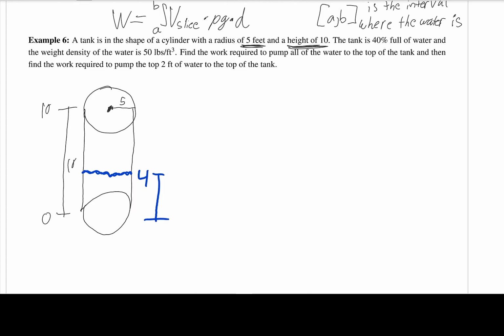Now, we're also given a weight density right here. I'll talk about later what happens when we're not given any sort of weight density. And they ask us to find the work required to pump all of the water to the top of the tank, and then find the work required to pump the top 2 feet of the water to the top of the tank. So the first one we're going to look at is all of the water. First, I just want to note that rho times g is equal to 50. So let's look at all of the water.